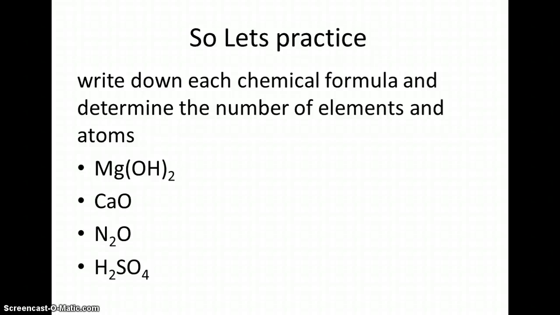So let's practice a little bit. We're going to write each chemical formula and determine the number of elements and atoms. For this first one, if you don't have your periodic table handy, now would be a time to get it. If you need to, hit the pause button, go grab your periodic table, and come back in just a minute. Looking at my periodic table, Mg stands for magnesium, and it has no little number behind it, so we're assuming it's a 1. So there is 1 magnesium.